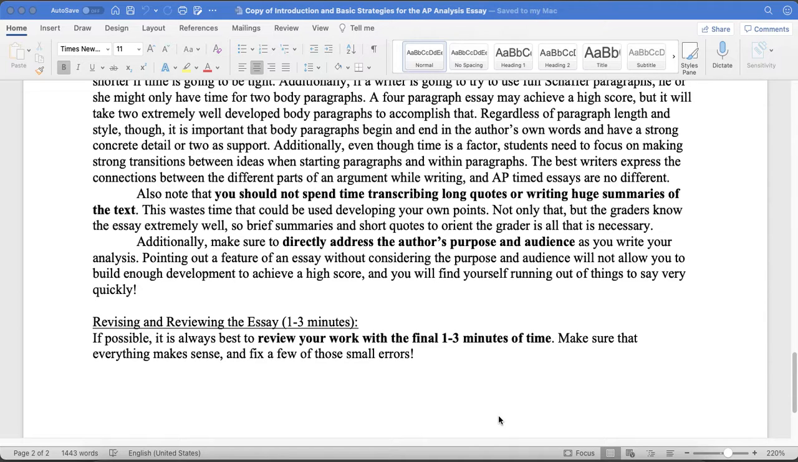Of course, after you write your essay, if you have a couple minutes left, it's always good to go through and fix those spelling errors and try to clean up as much as you can. If you do all of this, you'll have a successful AP analysis essay, and of course, we'll be practicing in class.